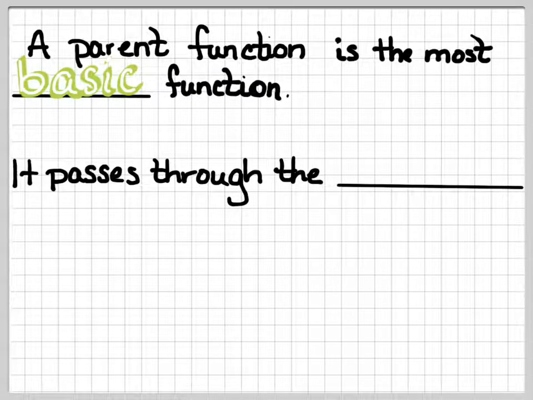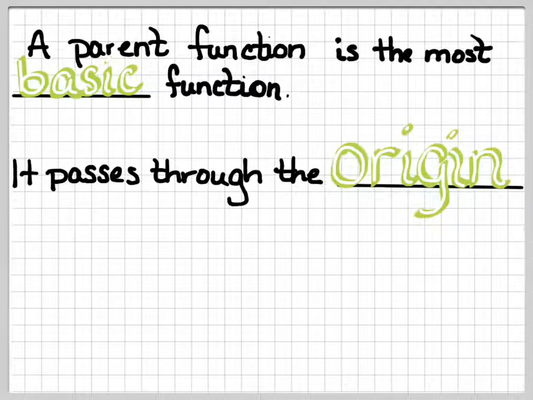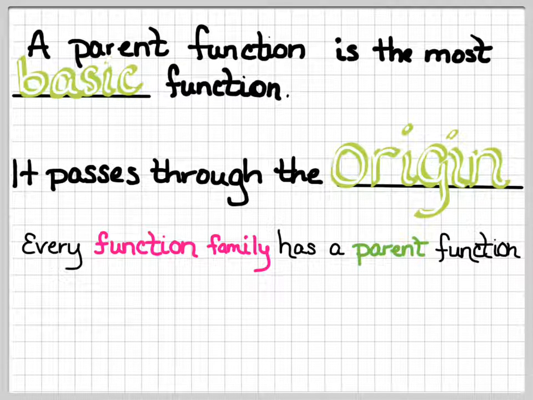The parent function will always pass through the origin. Again, I would like for you to write this down. That doesn't mean that just because it passes through the origin, it's the parent, but the parent function will have to go through the origin, so just be careful about that. And again, every function family has a parent function.